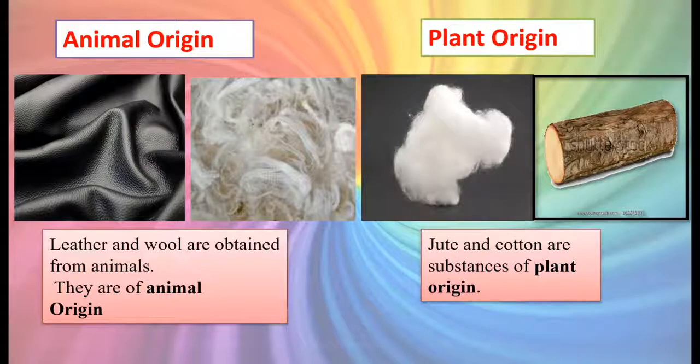The next examples here we have are cotton and a wooden log. Now both the things are important, right? And we get them from which animal? It is not animal, we get them from plants. Okay, the things we get from animals we call animal origin, and the things we get from plants we call plant origin. So jute and cotton are substances of plant origin.